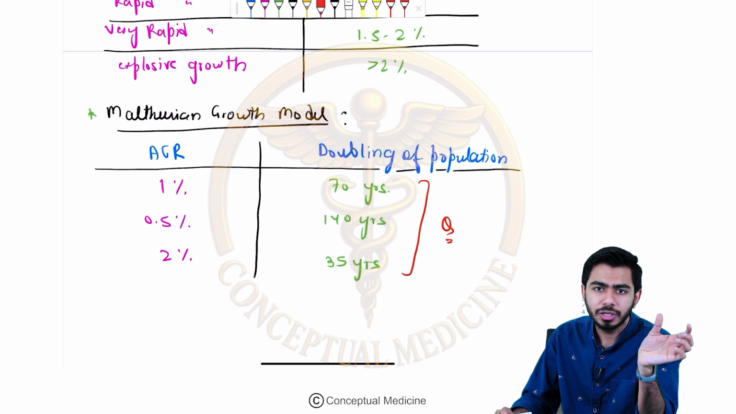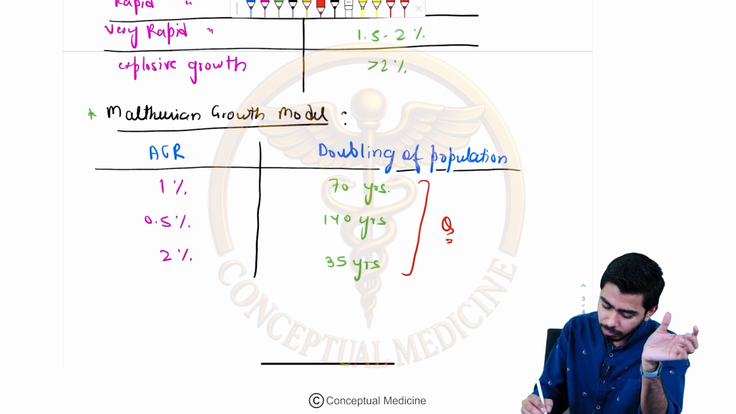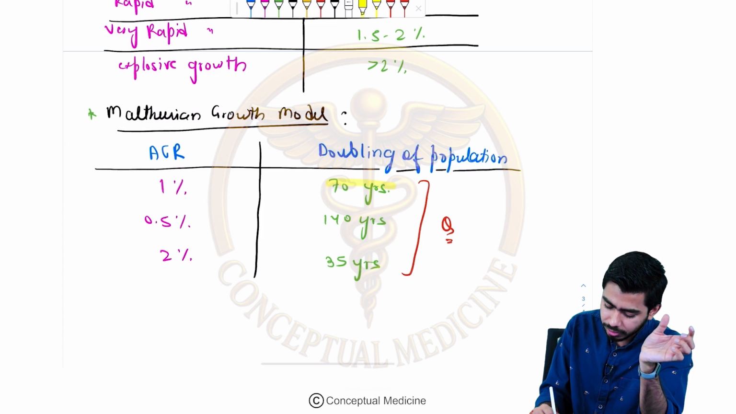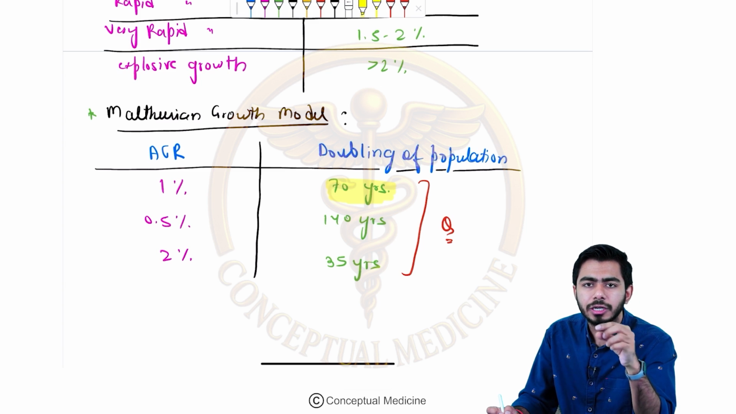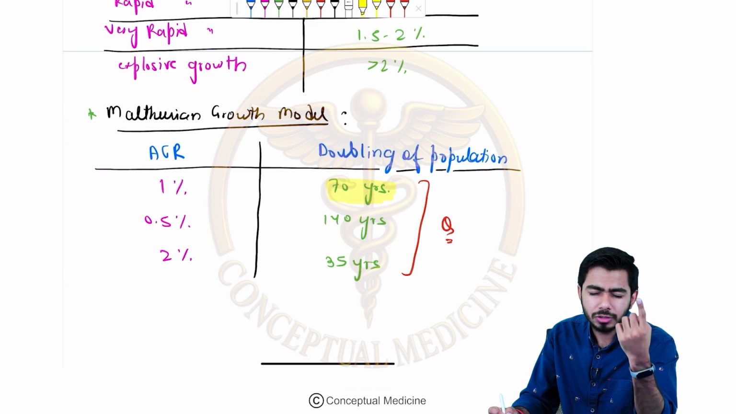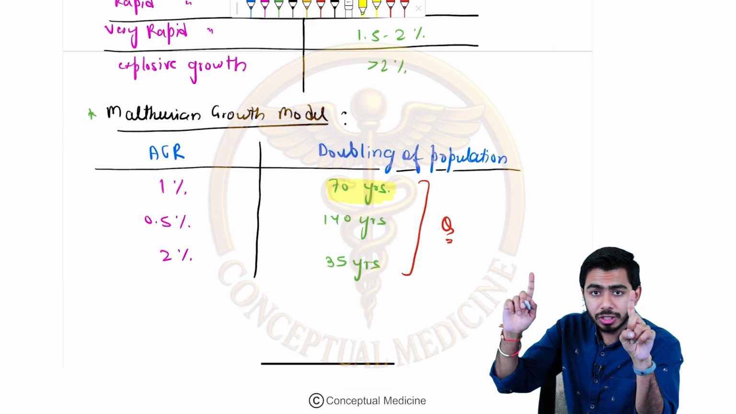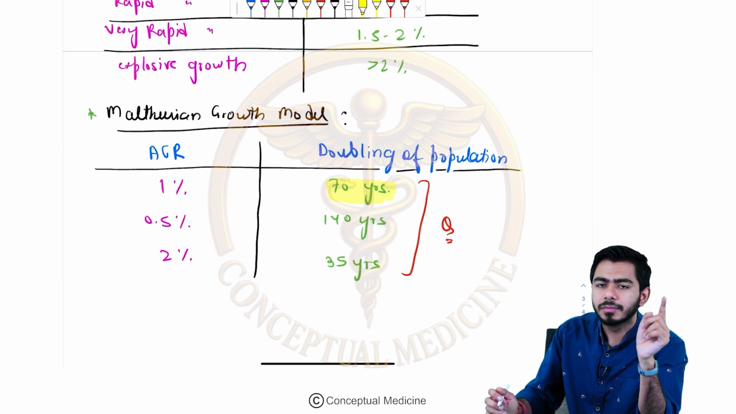2070, because with an annual growth rate of 1%, the population doubling time is 70 years. So if it was 1 crore in the year 2000, then in 2070 it could become 2 crores.